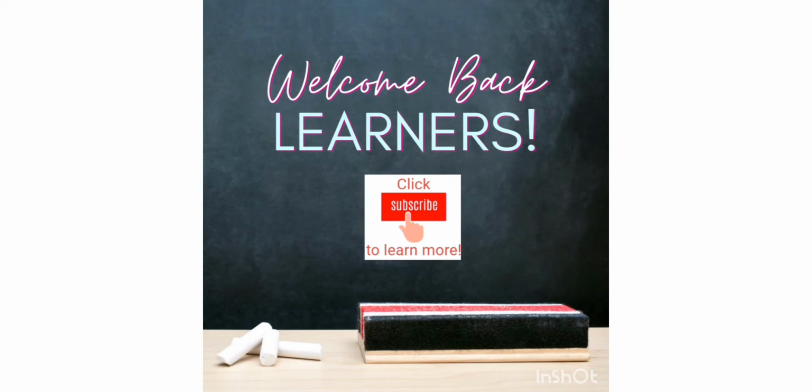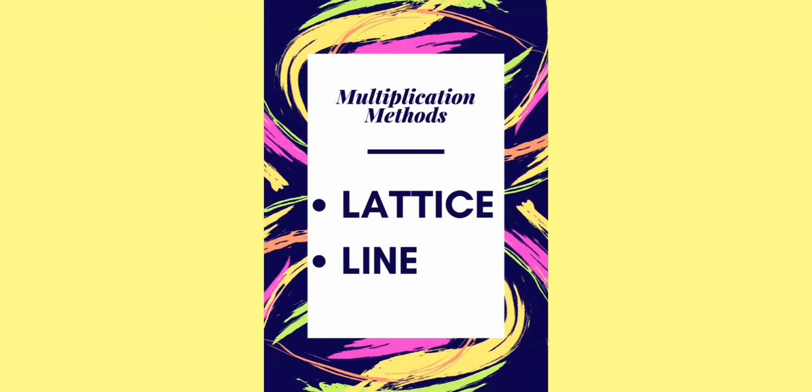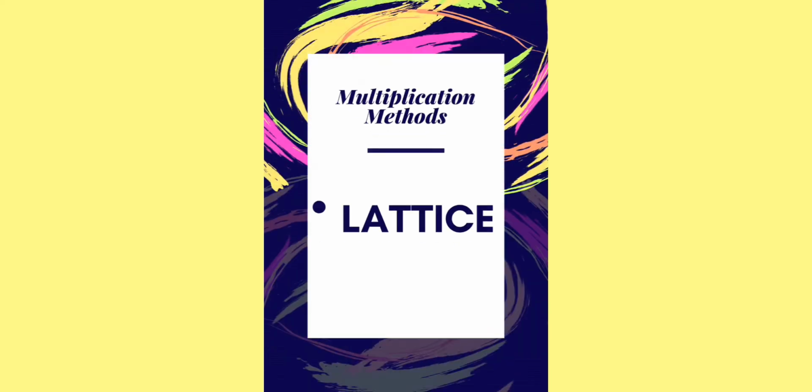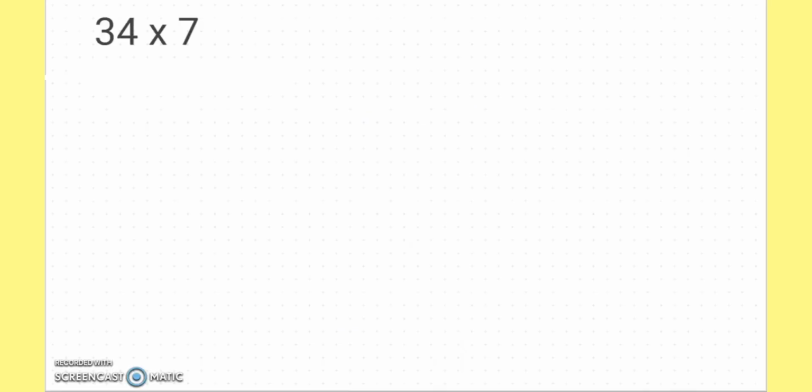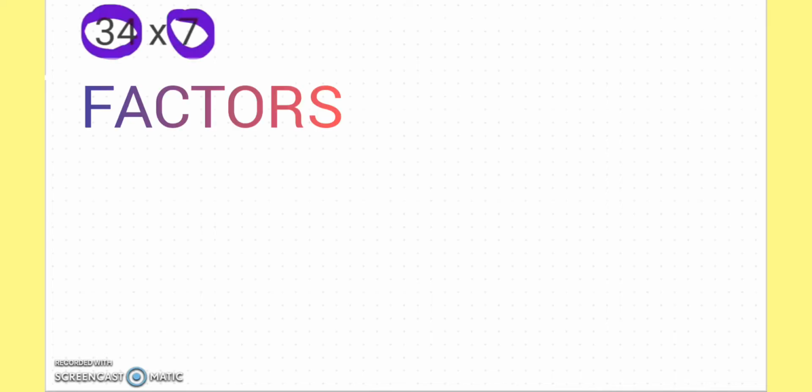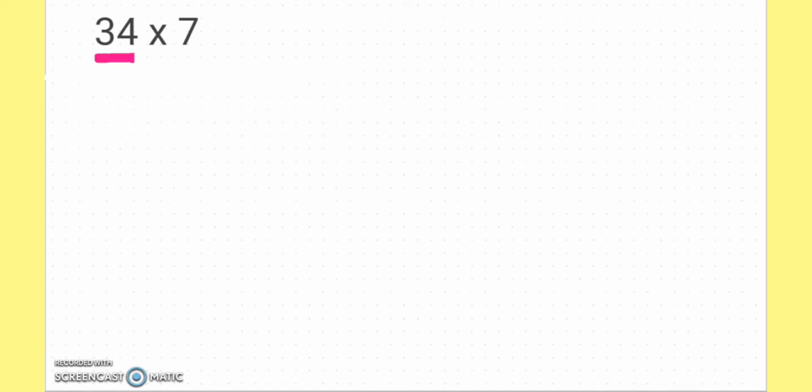Thank you! In this video, we're going to apply the different multiplication methods such as the lattice method and the line method. For our first example, let us have 34 times 7. 34 and 7 are called factors, but they also have specific names. 34 is called the multiplicand, while 7 is called the multiplier.